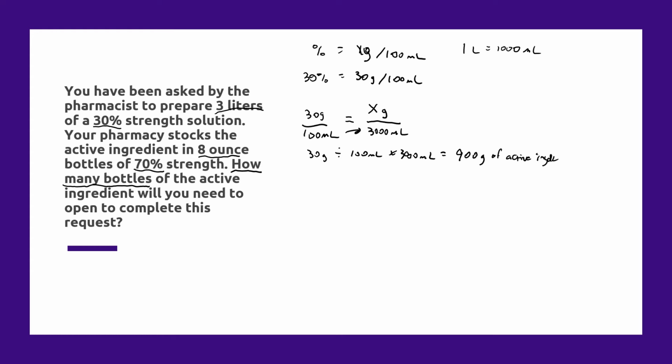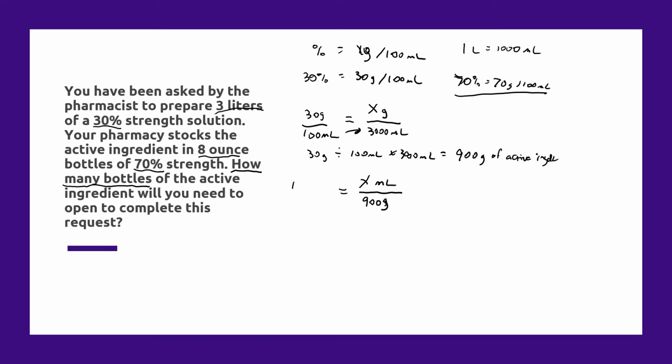Now, we have 70% strength in stock. So what does 70% mean? That means we have 70 grams per 100 milliliter solution in stock. So we need to figure out how many milliliters of this solution we would need to wind up with 900 grams of active ingredient. So we can set up another proportion for that to figure out how many milliliters, x milliliters, would we need to get 900 grams of active ingredient when our known conversion is 70 grams in 100 milliliters.